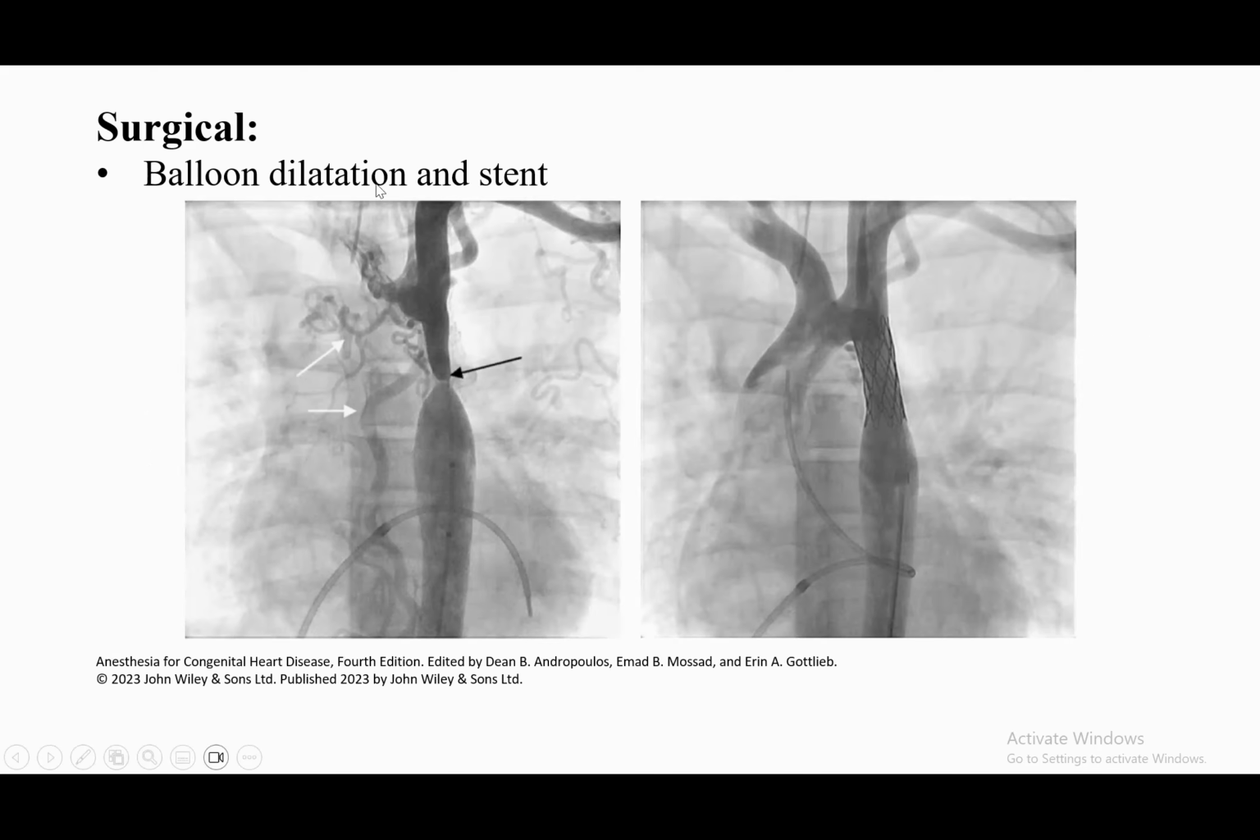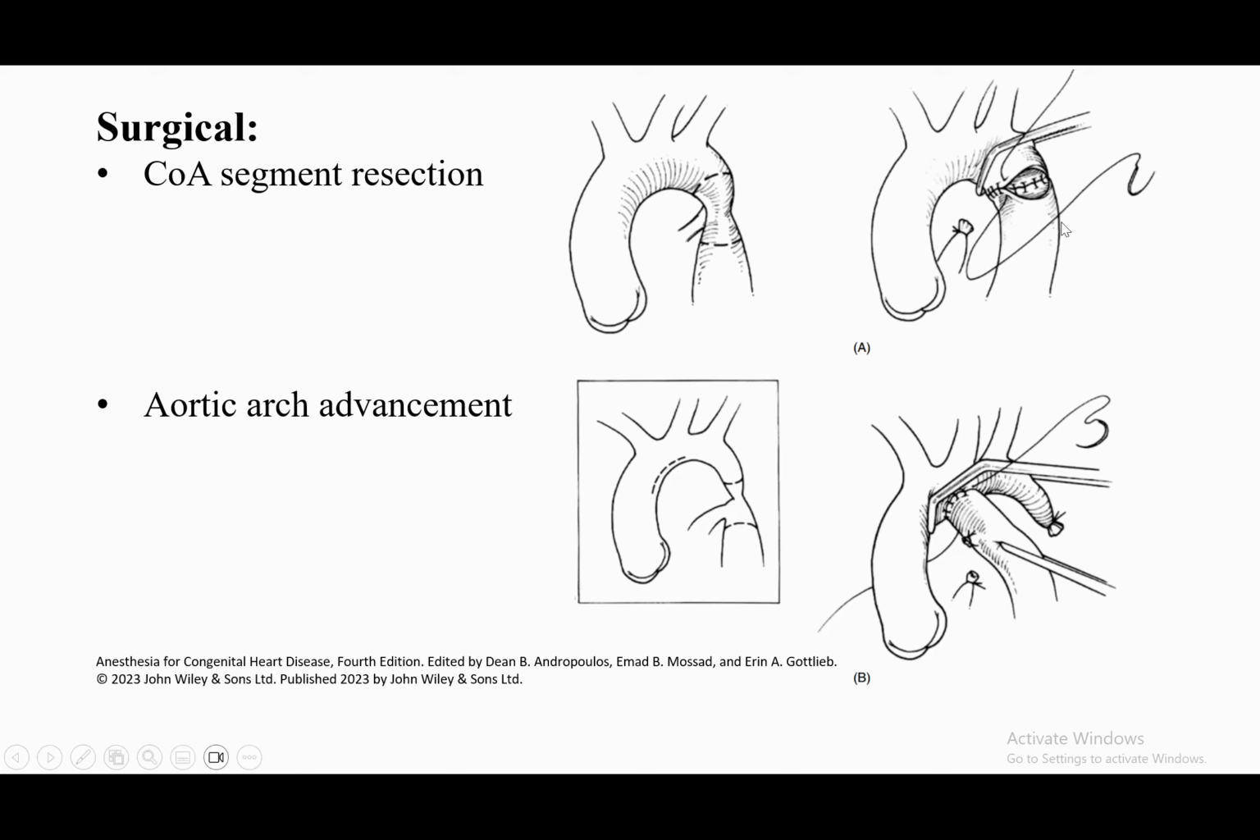This is a balloon dilatation and stenting. This is the stent. This is the surgical correction. They resect this part and then they suture with direct anastomosis, or with a patch if the arch is small. So this is the arch advancement technique.